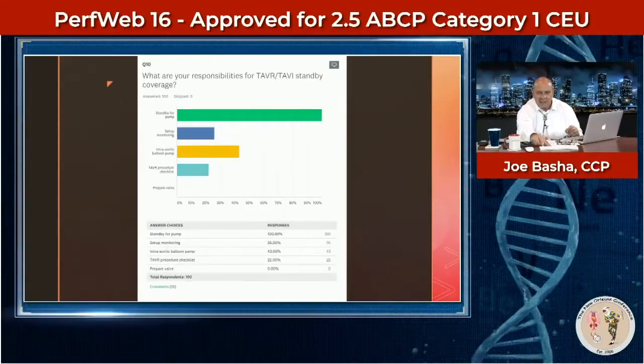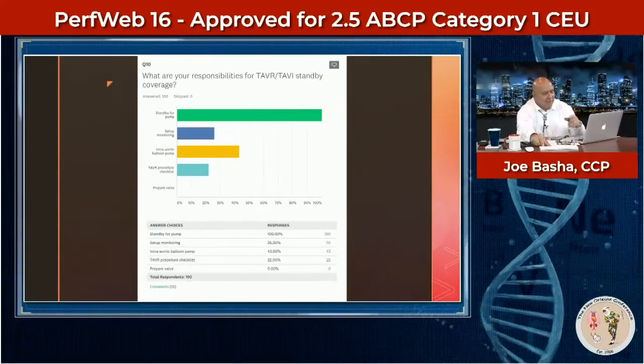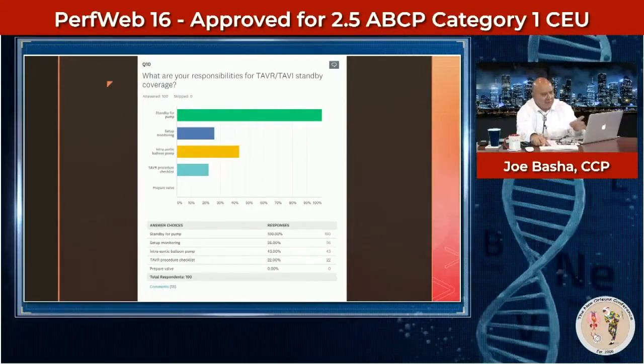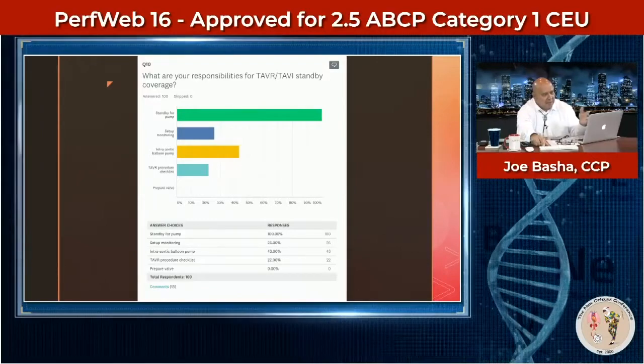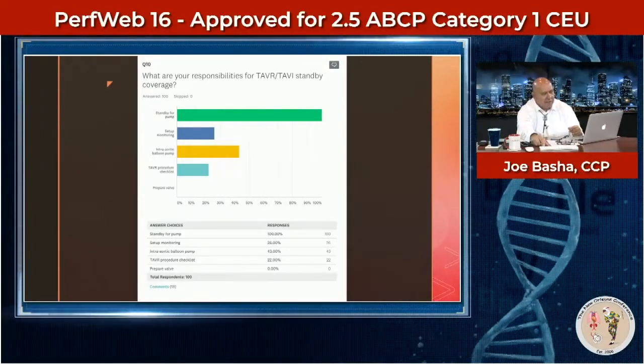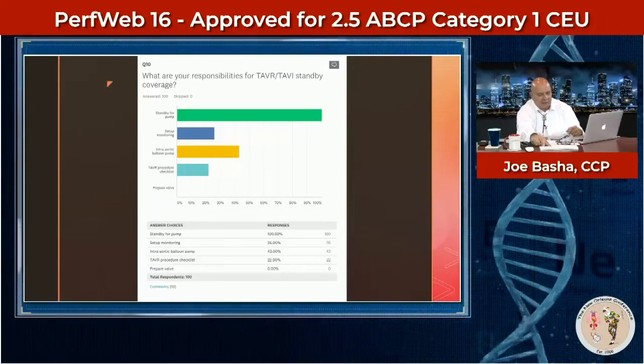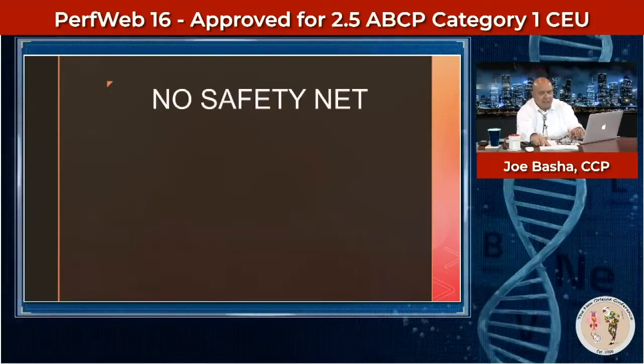Oh, I forgot to change the slide. Okay, there's the slide. Stand by for pump, there you can see it right there. Setup monitoring, intra-aortic balloon pump, TAVR procedure checklist, and then preparing the valve. So going to the next slide here.